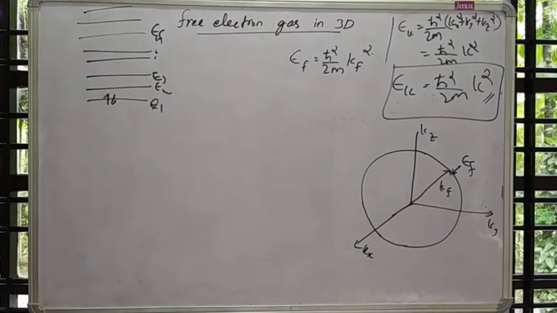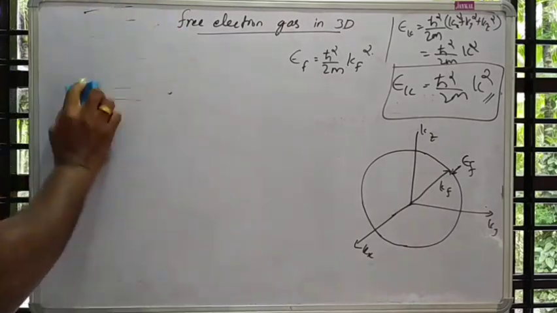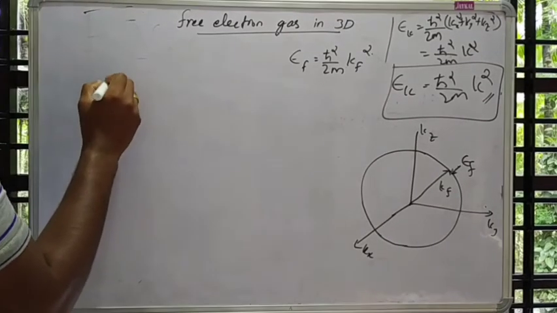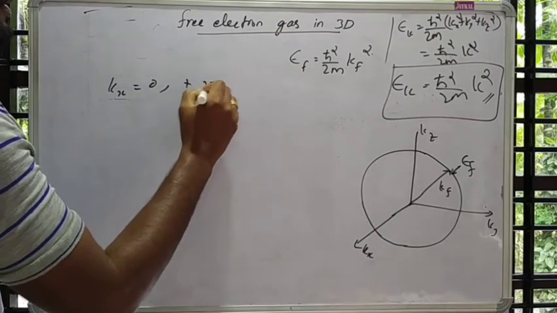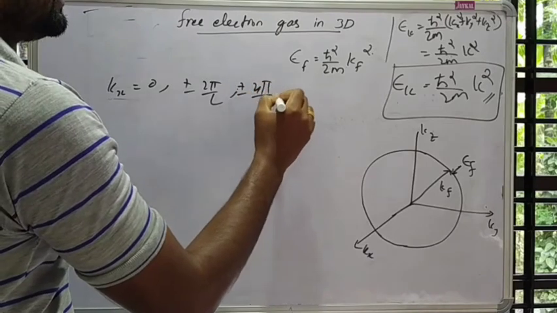Okay, if we consider the 3-dimensional case, the periodicity of the wave function gives the value for kx equal to 0, plus or minus 2 pi over L, plus or minus 4 pi over L, etc.